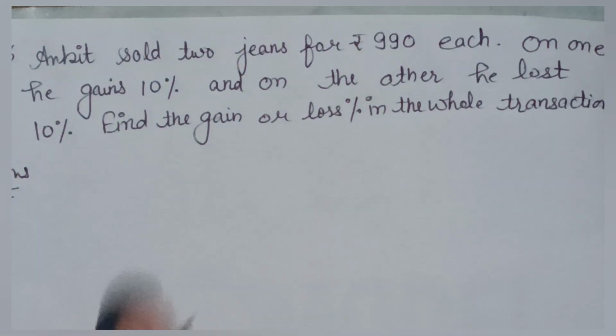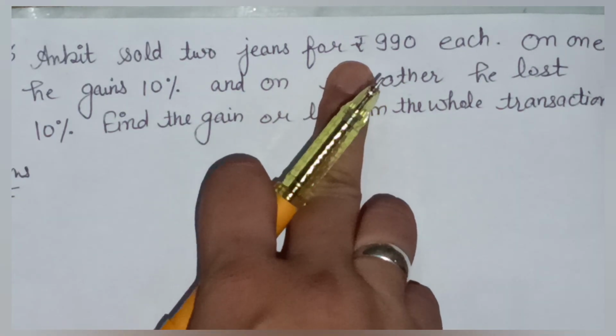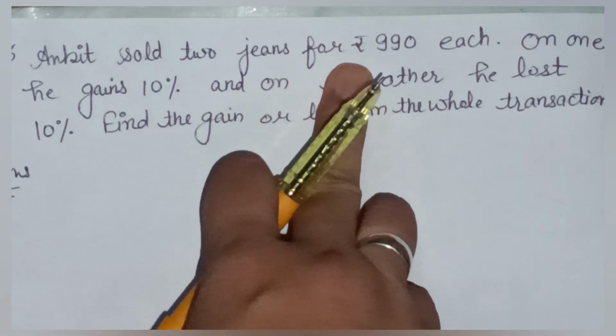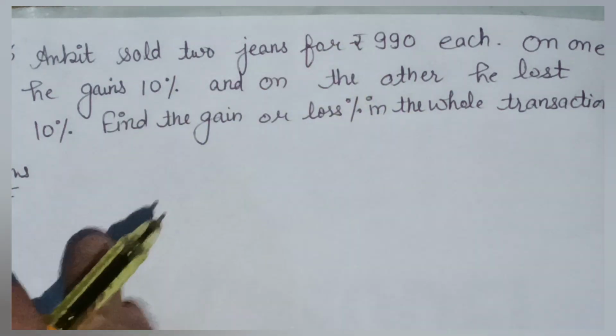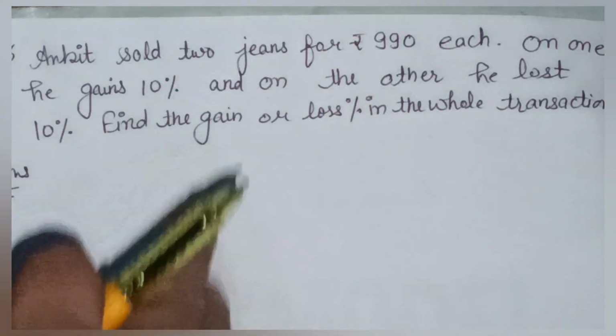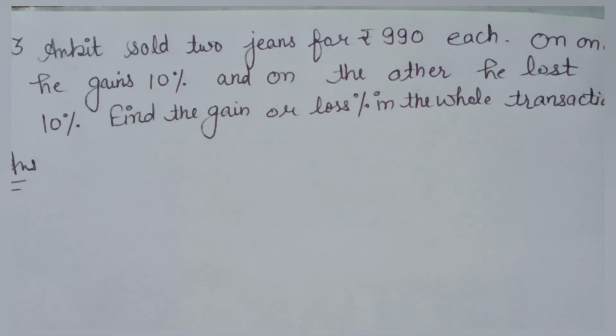So here Ankit sold 2 jeans and the SP for the first jean is rupees 990 and the selling price for the second jean is also rupees 990. On the first jean he gains 10% and on the second jean he lost 10%. In this question we have to find whether Ankit gets a loss or profit in the whole transaction. So let's continue with writing the answer.